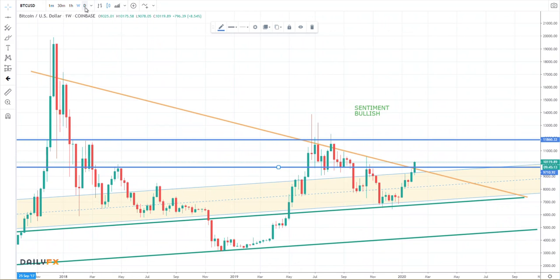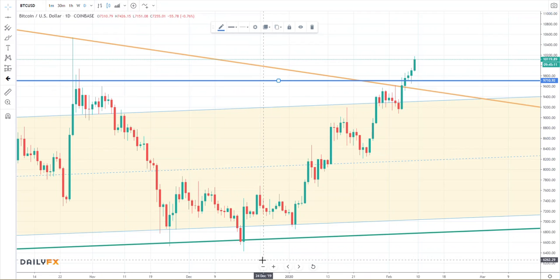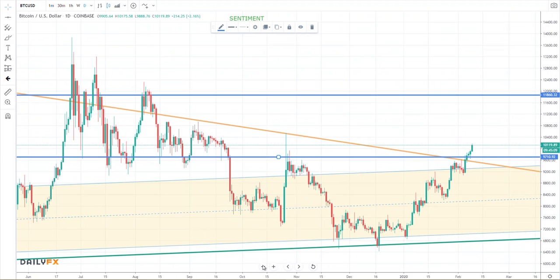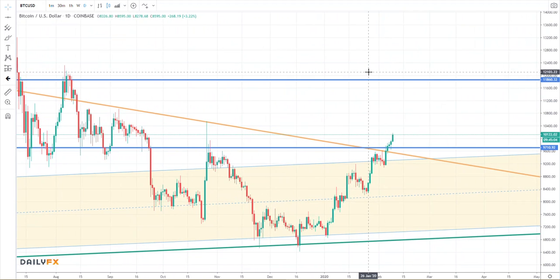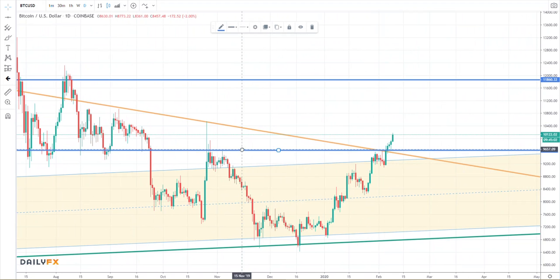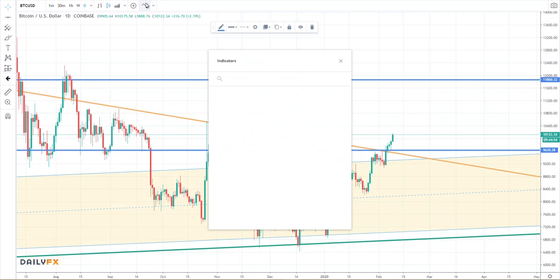Okay, so let's go ahead and get smaller. If we look at our daily charts, we see here price moved above the midterm support line. And now we have it moving up into this next trend channel.